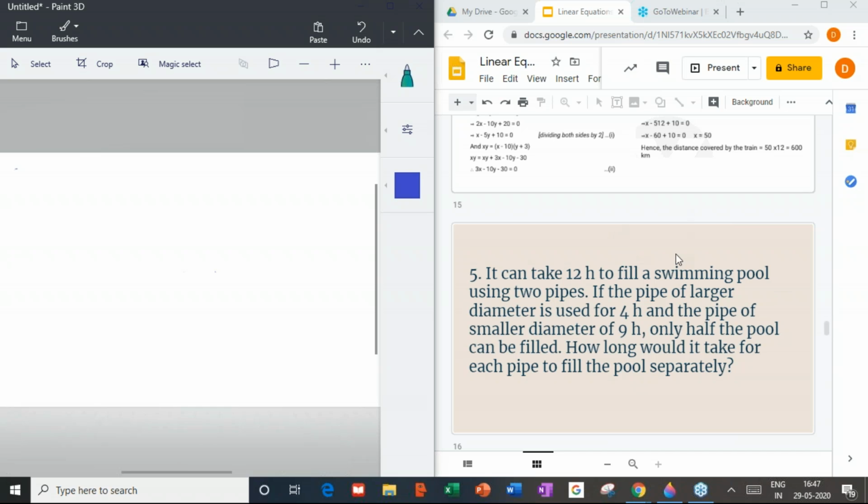So, ma'am, we have to take it as let the time taken by pipe A be x hours, and let the time taken by pipe B be y hours. And in 1 hour, one pipe can fill 1 by x, and in 1 hour, the second pipe can fill 1 by y. So 1 by x plus 1 by y is equal to 1 by 12. Then 4 by x plus 9 by y is equal to 1 by 2.